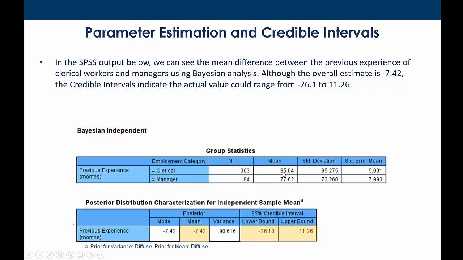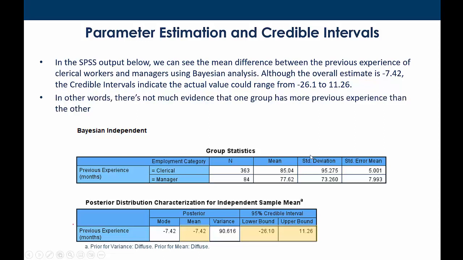That's basically just the difference between an average of 85 months of previous experience for clerical workers and 77 months for the managers. Although the overall estimate's minus 7.42, the credible intervals here indicate that the actual value could range between minus 26.1, where clerical workers have actually an average of 26 more months than managers, to 11.26, where managers could have 11.26 more months than clerical workers. In other words, there's not much evidence that one group has more previous experience than the other.